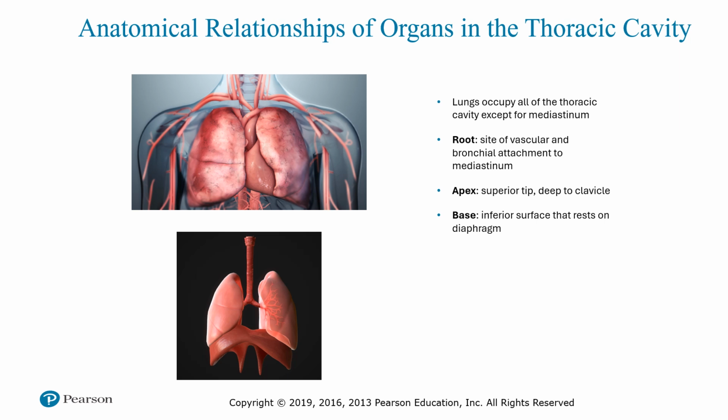Now let's talk about the lungs and the pleura. Lungs occupy all of the thoracic cavity except for the mediastinum. In the mediastinum, there is the heart. The apex of the lung is located behind the clavicle. There is the clavicle here, so the apex is going behind the clavicle. And inferiorly, if we come here, they're resting on the diaphragm. This is the diaphragm, so the base of the lung is resting on the diaphragm.